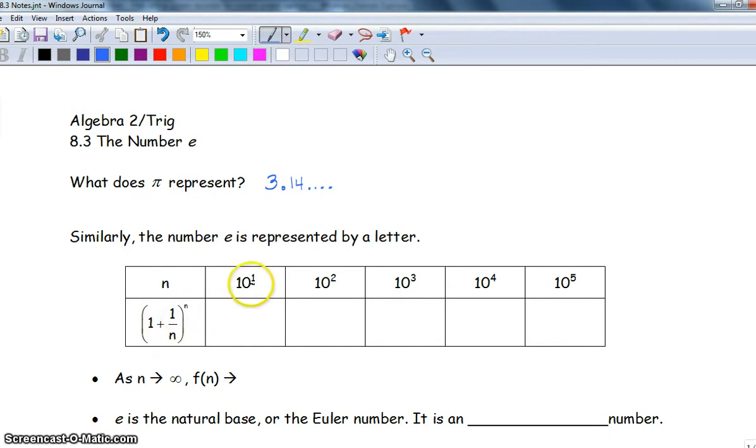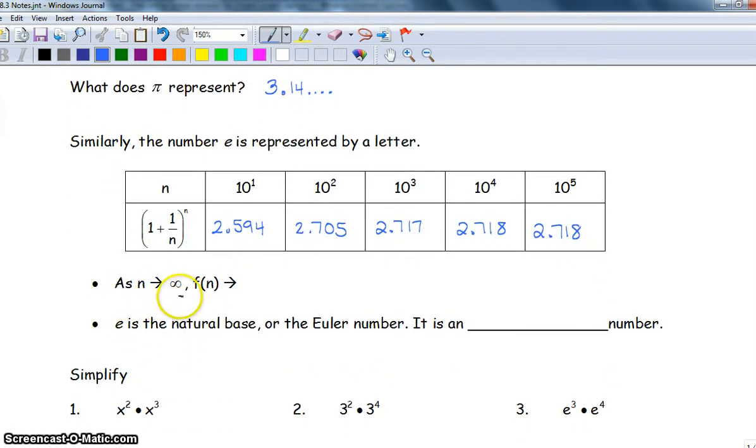So if my n is 10 to the first power, and you can check this by plugging into your calculator, you get 2.594. If you plug in 10 squared in for n, you get 2.705. If you plug in 10 to the third, you get 2.717. 10 to the fourth is 2.718. 10 to the fifth, you get 2.718.